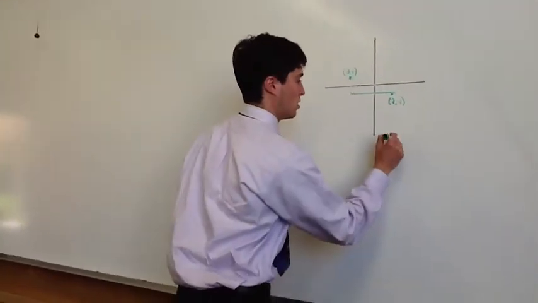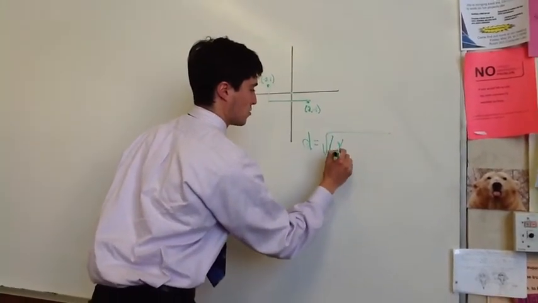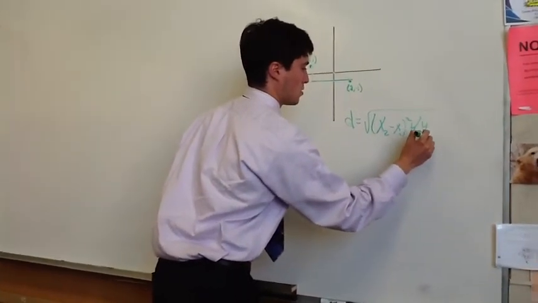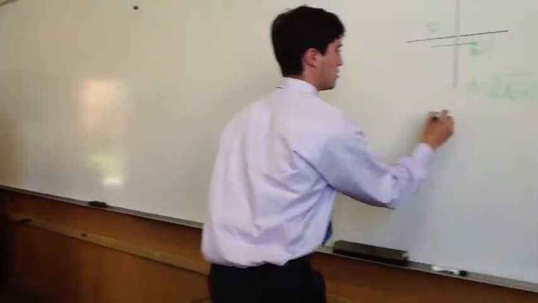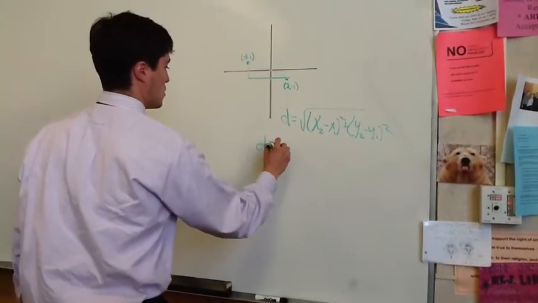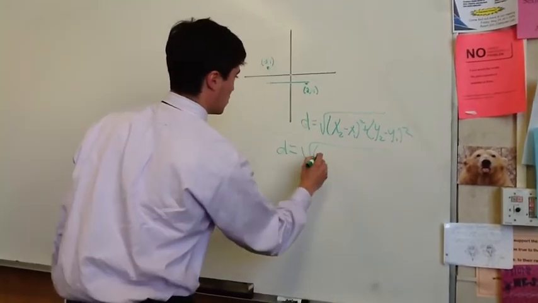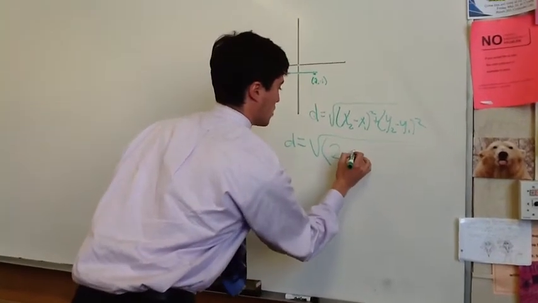And then we plug into the distance formula, d equals. Okay, so we have our points here. D equals the square root of x of the second point, which is 2, minus x of the first point, which is -3.